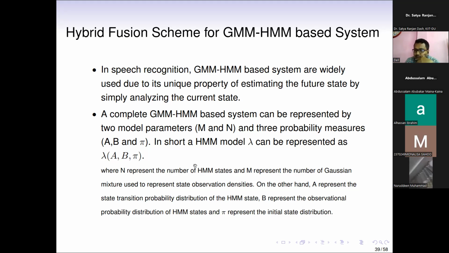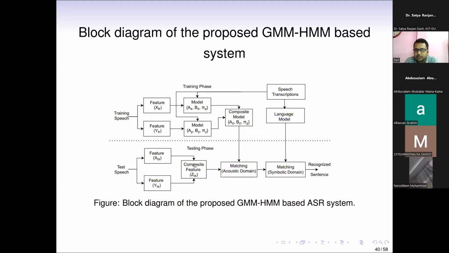N is the number of HMM states. M is the Gaussian mixture size to represent the state observation. A is the state transition probability. Transition probability means from one state to another state. B is the observation probability, and pi represents the initial state distribution. Those who are working in GMM, HMM or speech recognition may know this point in detail. Now this is the proposed scheme for the GMM UBM based system.